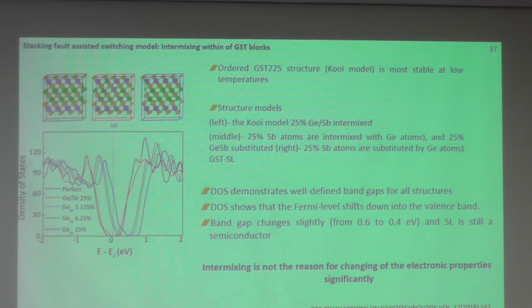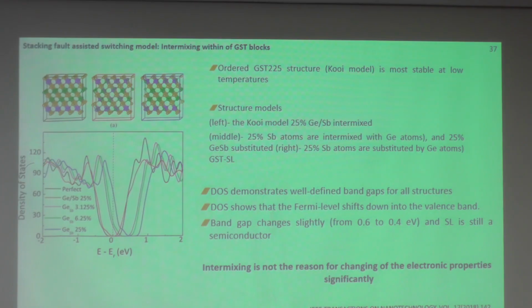Here's one idea. It was done in 2018. They compared the ordered GST structure and the disordered structure in the superlattice, to see if there are differences in the density of states. First of all, they constructed a perfect lattice based on the Kooi model. Then they made a model with some intermixing of the cation layers, and then some layers with substitution of germanium and antimony.